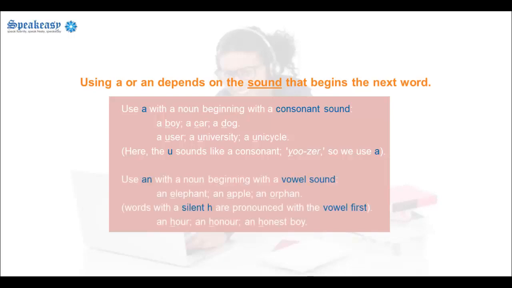Use an with a noun beginning with a vowel sound. An elephant, an apple, an orphan. Words with a silent H are pronounced with the vowel first. An hour, an honor, an honest boy.